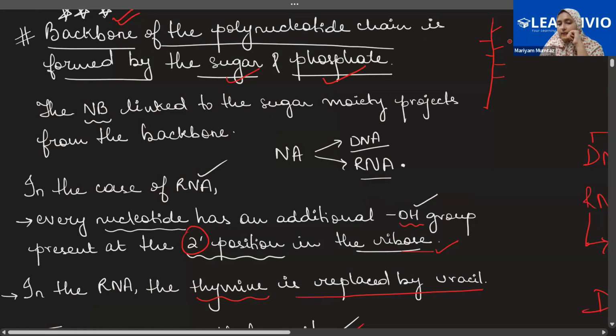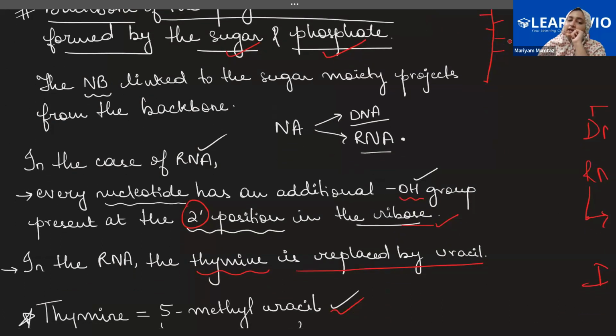Okay. Now we know that nucleic acids are of two types. There is DNA and then there is RNA. Now DNA and RNA are both nucleic acids, but there is a difference between them. That difference is the sugar. The sugar in both of them is very different from each other.